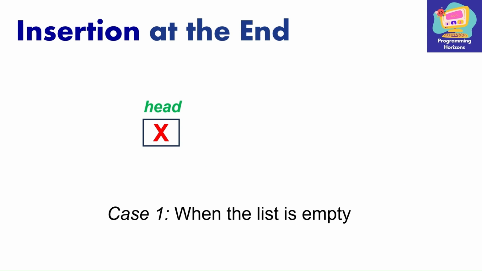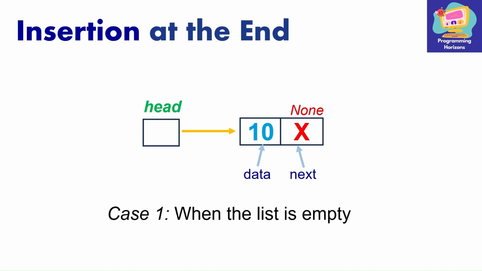Now in this case, we are going to perform insertion at the end. So there are two cases. First case is when the list is empty. So as you can see here, our list is empty, so head points to None. But when we insert a new node, then this will become the first and only node in the list. So now head will point to this node.